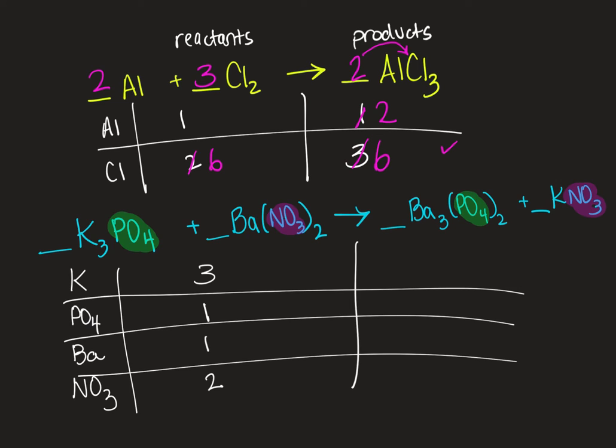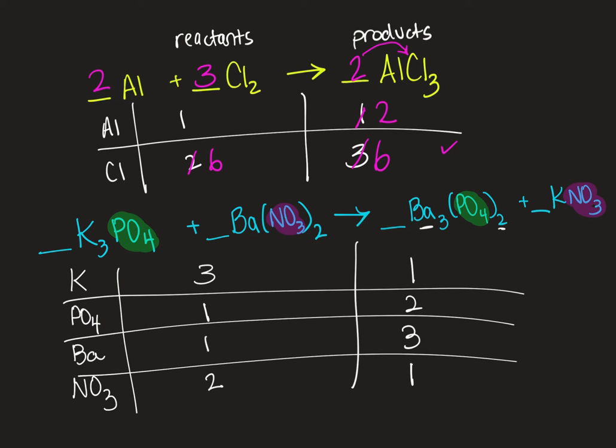On the other side, I'll just go in order of my list. K is 1. PO4 right here is 2. BA right here is 3 of them. And then NO3, there's not a subscript outside the parentheses, so there's just 1 NO3. When you look at this list, we have a whole lot of nothing matching.